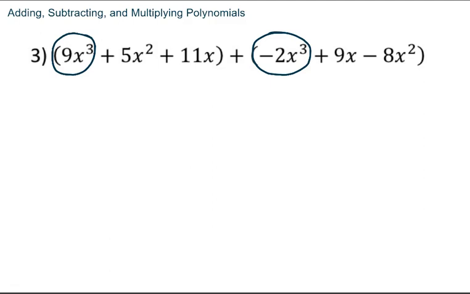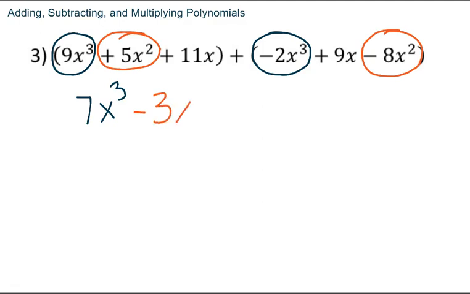And when you add them, you only add the coefficients. So I'm really adding 9 and negative 2, which combines to be 7. I only bring down the variable and the exponent. They do not change. I only add the coefficients when we're adding. So my next biggest exponent is the squared term. I can add 5x squared and negative 8x squared, which will combine to be a negative 3x squared.